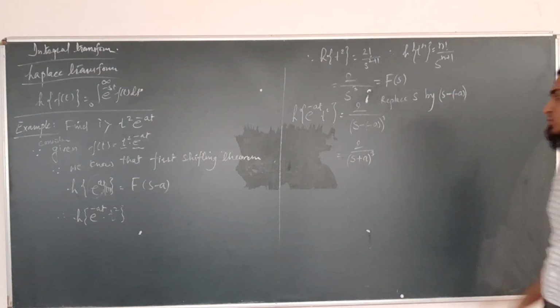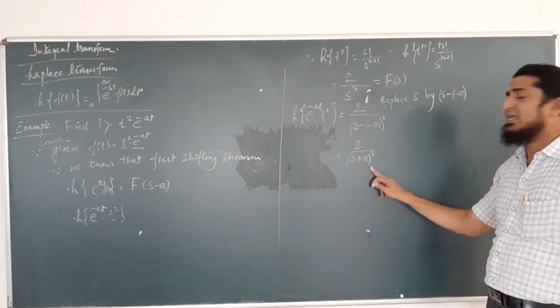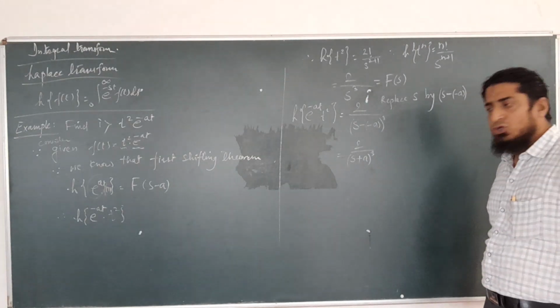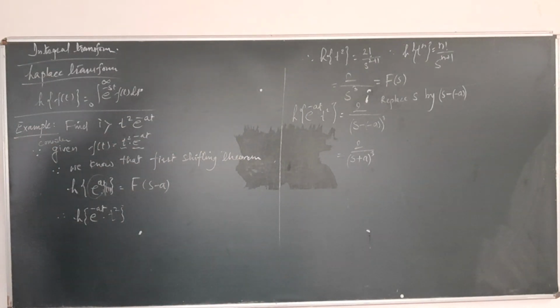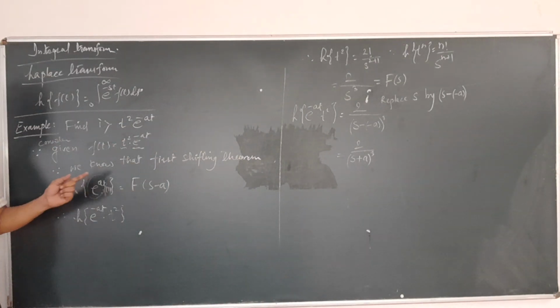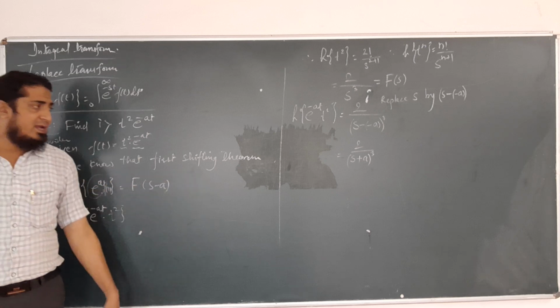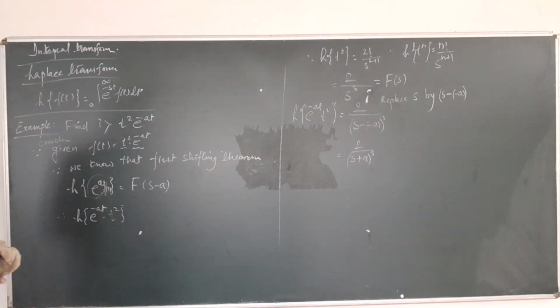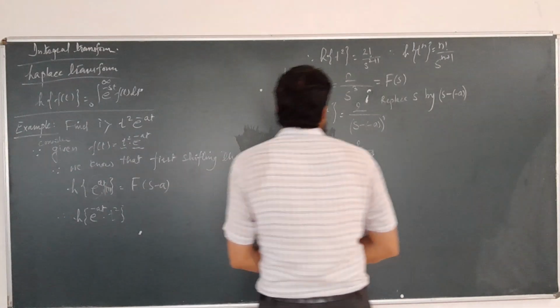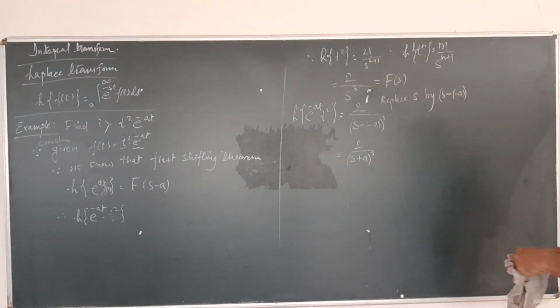Correct. We have 2 upon (s plus a) cubed. Now, this example is solved by using the first shifting theorem. Again, we can solve this example by using the theorem for when the function f of t is multiplied by t raised to n, where n is any positive number. So let's see another method to solve this example.